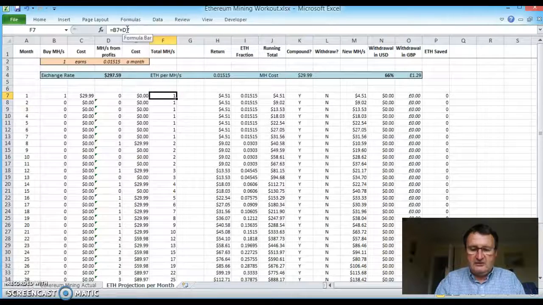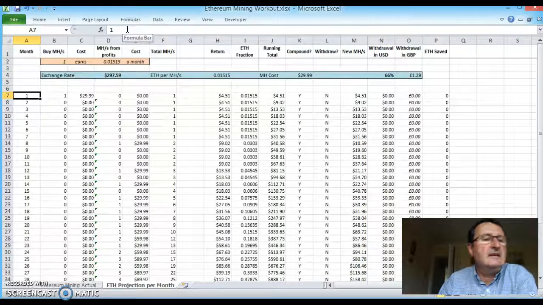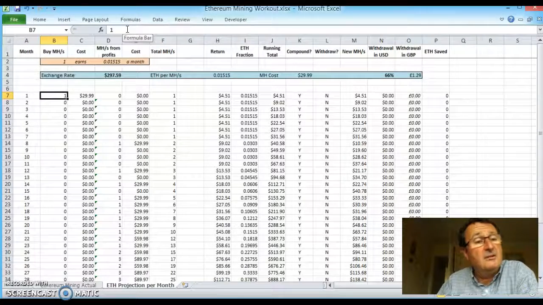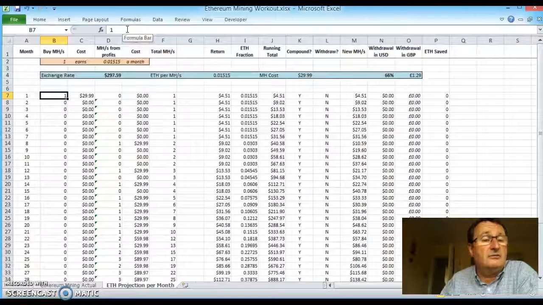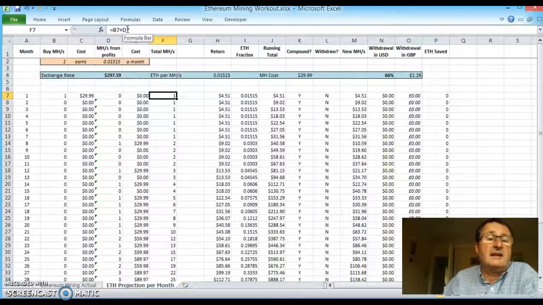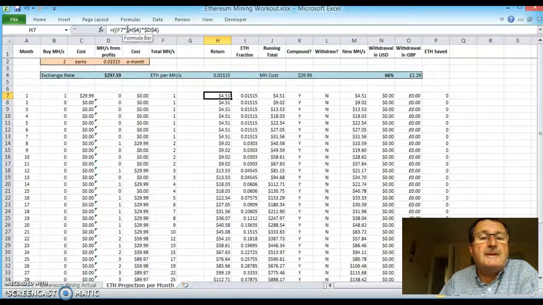So, essentially, we've got things set up, and I'll just go through the various columns now just to explain what's what. So, this first column is the month. We're in month one, and in month one, we bought one mega hash of mining power, and this is Ethereum mining power. That cost us $29.99. We didn't buy any mega hash from profits because we haven't made any yet. There was obviously no cost there, so we've actually got one mega hash in our mining capacity.